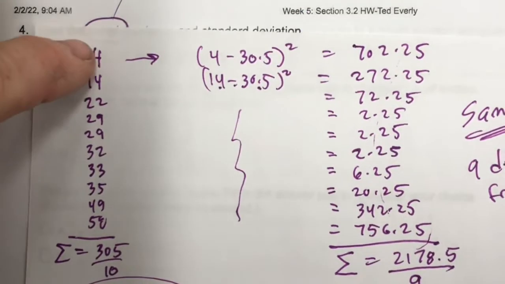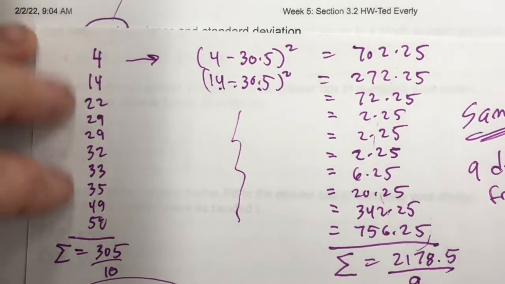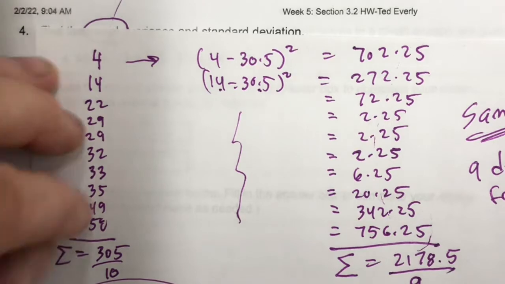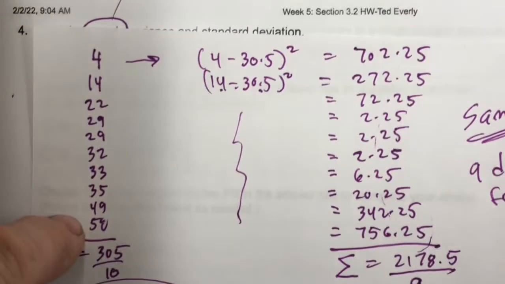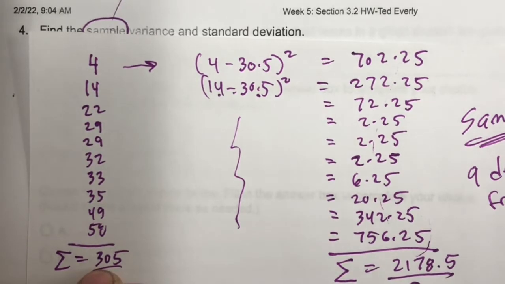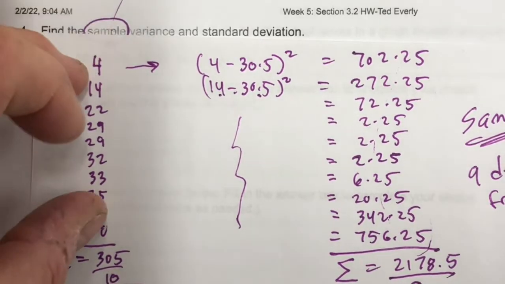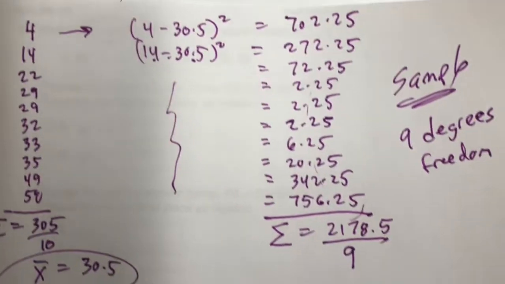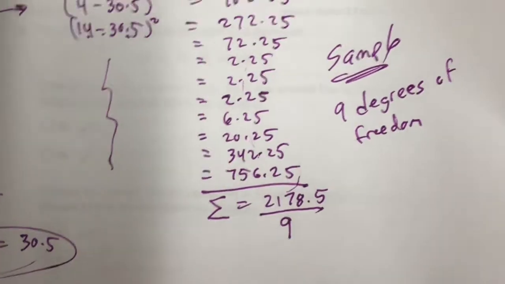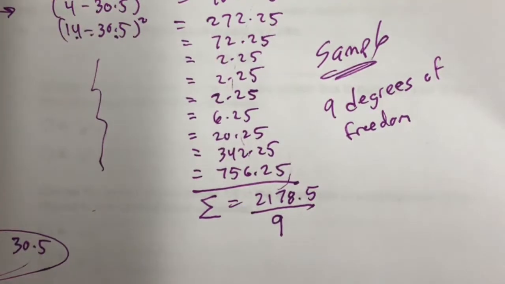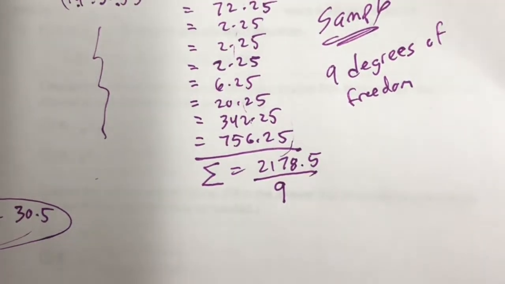These numbers, you know, this is a sample. And so of these 10 numbers, these first 9 can be anything, but once these first 9 are in, that 10th one is locked in. It has to be just one certain value to get this 305. And so the first 9 have degrees of freedom, but the 10th one doesn't. So we divide this by 9 in a sample. We don't do that on population. The population we divide by 10. All right, so we divide by 9.